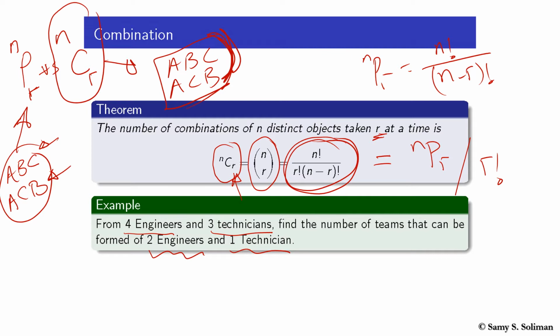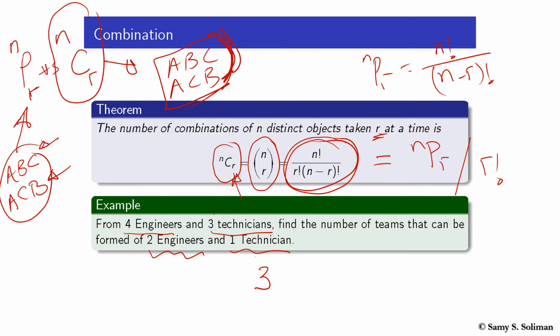So how many different teams can be formed? Out of those 4 engineers, how many ways are there to choose 2 engineers? And out of those 3 technicians, how many ways are there to choose 1 technician? For the second part, it's so easy. To choose 1 technician out of 3, there are 3 different ways to choose 1 technician from 3 technicians.